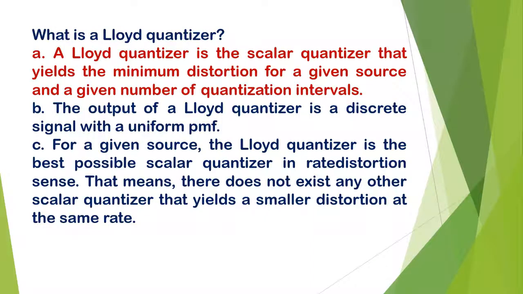What is a Lloyd quantizer? A. A Lloyd quantizer is a scalar quantizer that yields the minimum distortion for a given source and a given number of quantization intervals. B. The output of a Lloyd quantizer is a discrete signal with the uniform PMF. C. For a given source, the Lloyd quantizer is the best possible scalar quantizer in rate distortion sense. That means there does not exist any other scalar quantizer that yields a smaller distortion at the same rate, and the correct option is A.